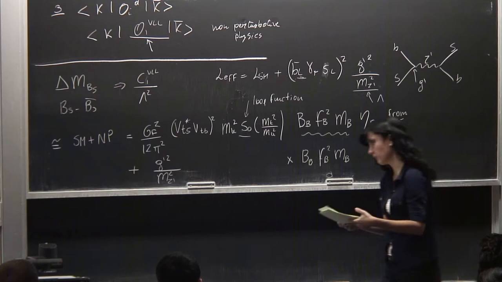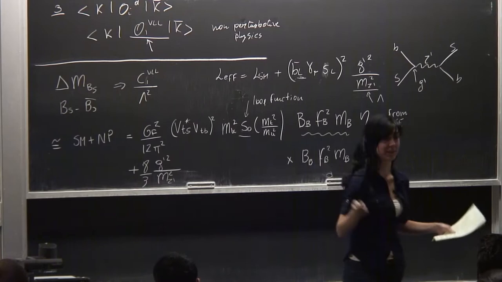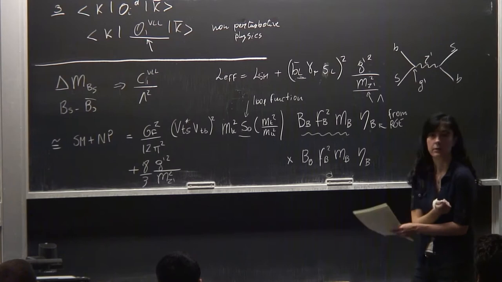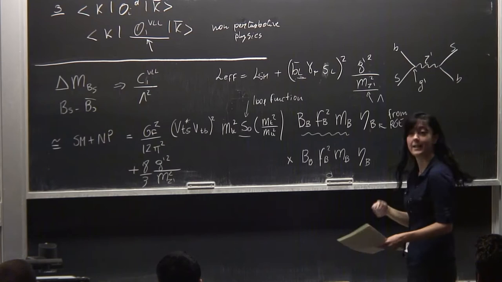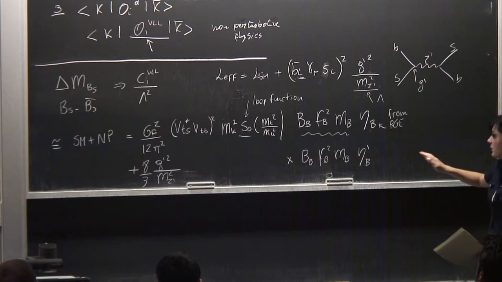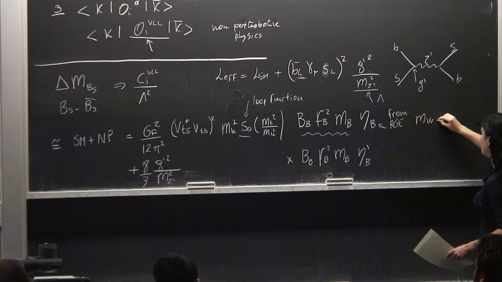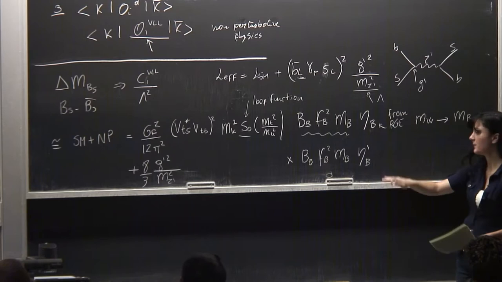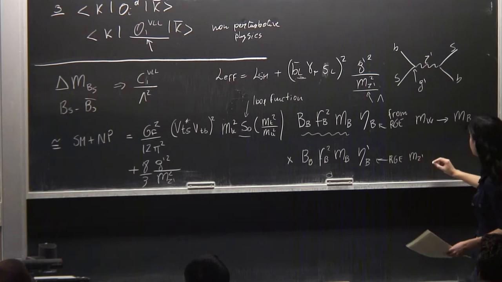I can tell you this is 8 over 3. And then finally, I have to take care again of RGs. I would maybe be tempted to put in the same RG number, but if you want to be a little bit less sloppy, you should put a different one. We call it eta B prime, because here basically the idea is to run from the M_W scale to the scale of the B meson. This is what eta_B is giving us, and here instead will be the RG from M_Z prime to M_B. So these can be slightly different numbers.